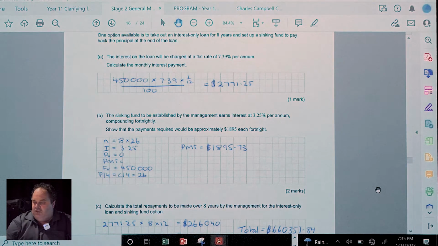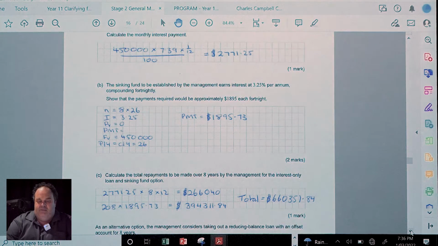Part B, students did this reasonably well. It's an example of an annuity, so PV is going to start at 0. I've got no money in the sinking fund at the start, and I've got to raise that up to 450,000, and we're finding our payment. Again, needs to be decimals because they've given us the answer.